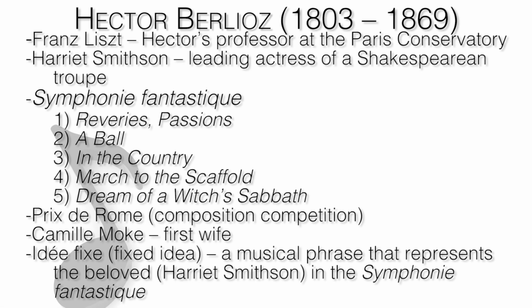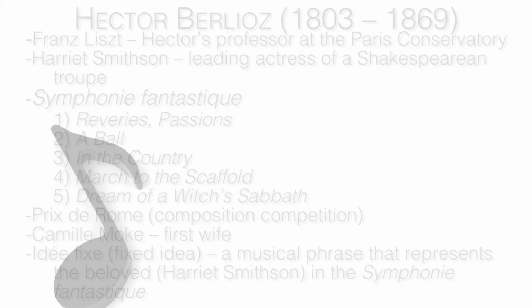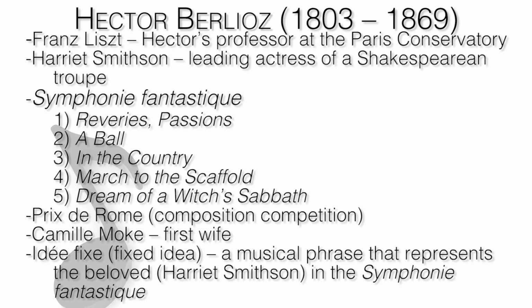The first part he calls Reveries, Passions, where the love-sick artist in great despair falls in love with this beautiful beloved creature. Berlioz is the lovesick artist. The beloved is Harriet Smithson. The second movement is called A Ball, and he talks about the first meeting between the two. The third is called In the Country, and in the country he talks about shepherds giving him wise, sage advice, saying that you'll find love, go on with your life.